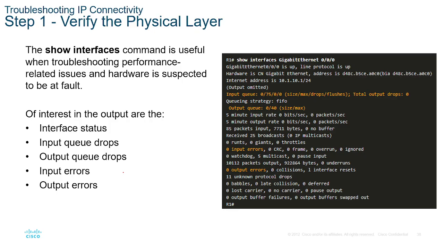Now, step one, to verify the physical layer, the show interface command is useful when troubleshooting a performance-related issue or when hardware is suspected to be at fault. Of interest in the output are the interface status, input queue drops, output queue drops, input errors, and output errors. So in here, the show interface gigabit command will tell you the input queue, output queue, and input errors. If there are any errors, you will see them in here, and you will see that this might be a problem, and so on.